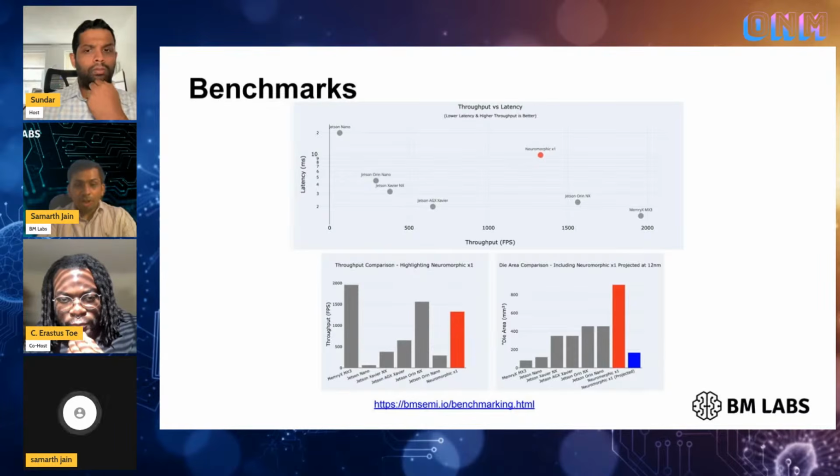I have a few more graphs on the bottom. If you want to project this at a technology node competing with, say, 12 nanometers, right? Then it is getting better than even Jetson Orin kind of chips, right? So at the same cost, it gives you better performance.